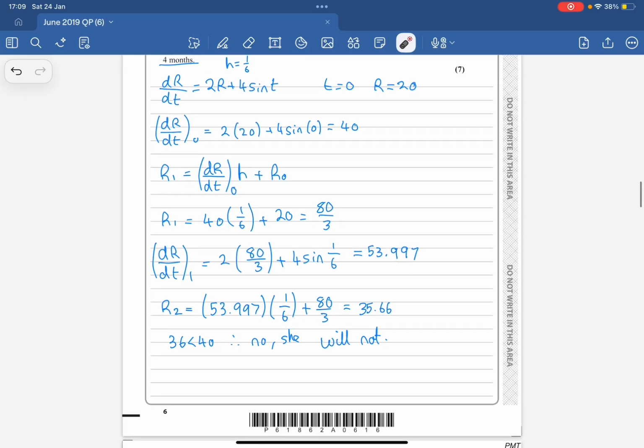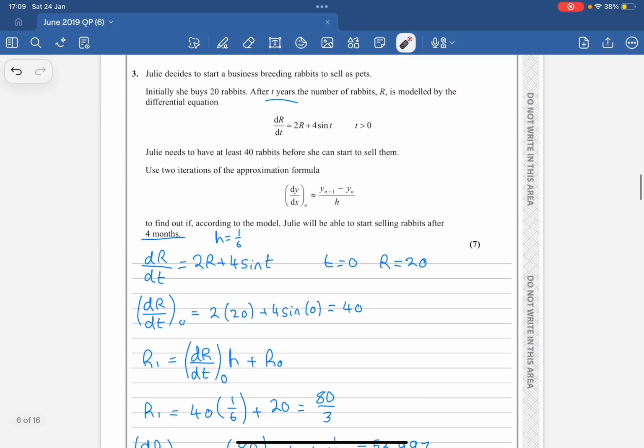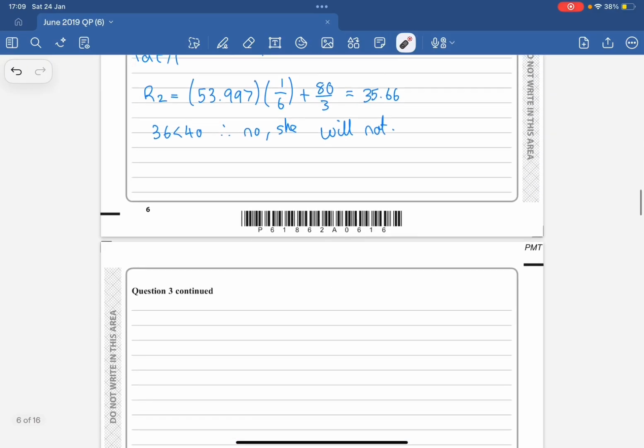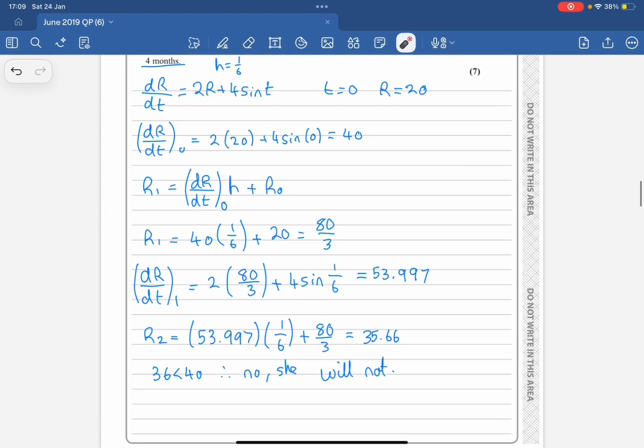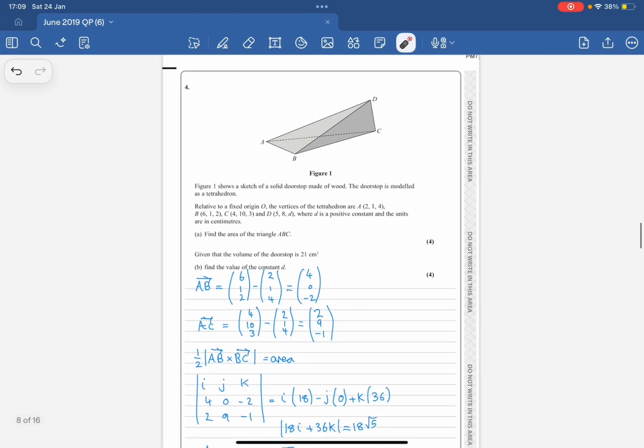Cool. So what we can establish now is that 35.66 is less than 40. And the requirement for her to sell her rabbits was 40. So all we have to say now is just, no, pretty much no. She won't have enough. Yeah. Cool.